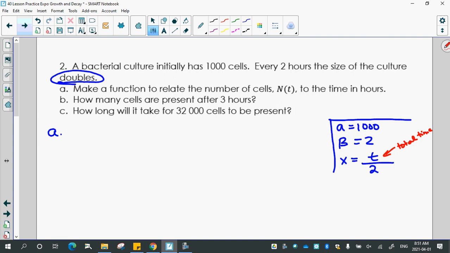All right, because it wants me to make a function, I'm going to start off with my regular function, and then I'm going to change it over with the values that I'm given. So they want me to call my function n at t, number of cells at time t. So instead of f at x, I'm changing it to n at t.